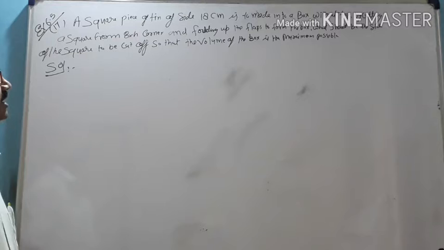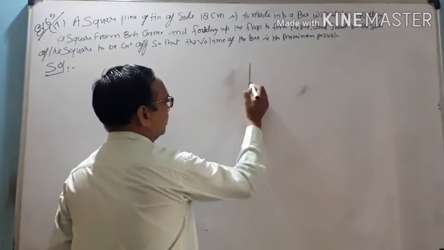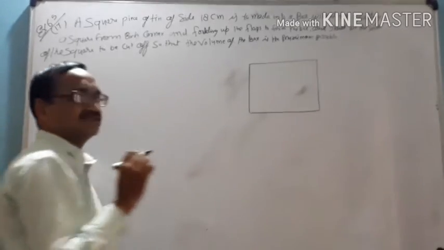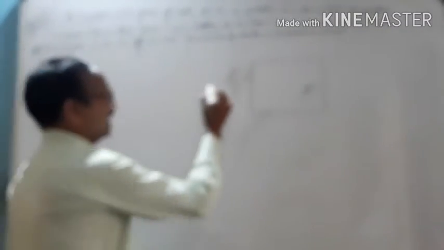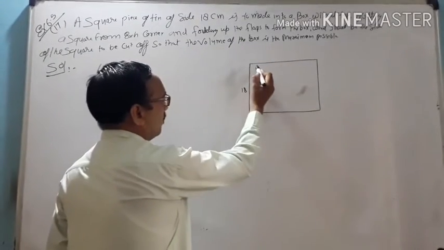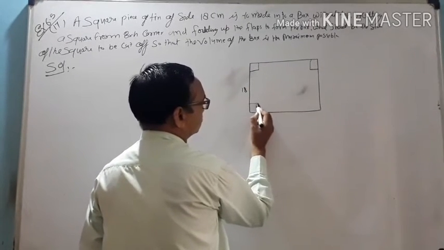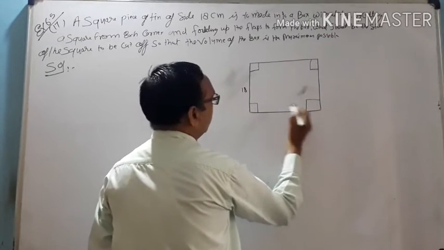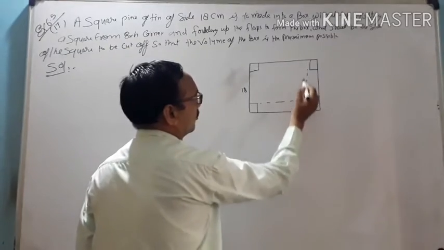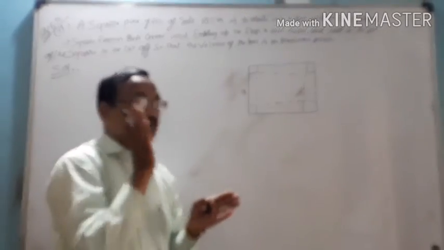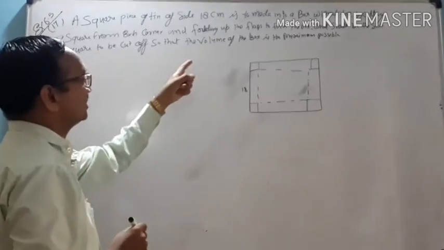A square piece of tin of side 18 centimeter is made into a box without top. So we have a square sheet of side 18 centimeter, and from each corner we cut a small square, the same size square, and fold it. We fold this way and this way, so we make a box. We find the maximum volume of the box.